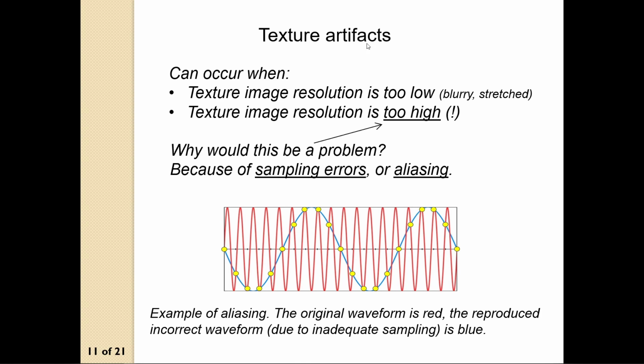So texture artifacts occur when texture image resolution is too low. You see things that wind up being blurry or stretched, and that's what you're used to seeing. If a texture image resolution is too low, your game looks crunchy or blurry. But there's this other case where if your texture image resolution is too high, you can also wind up with artifacts because of these sampling errors that I just sort of rambled on about. What's happening is this thing called aliasing.